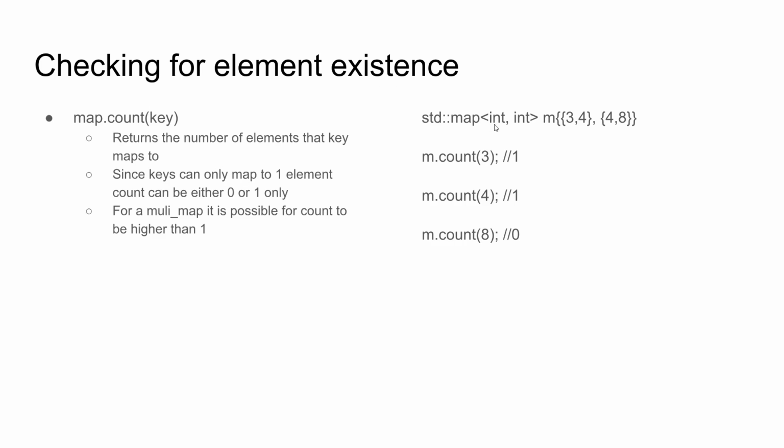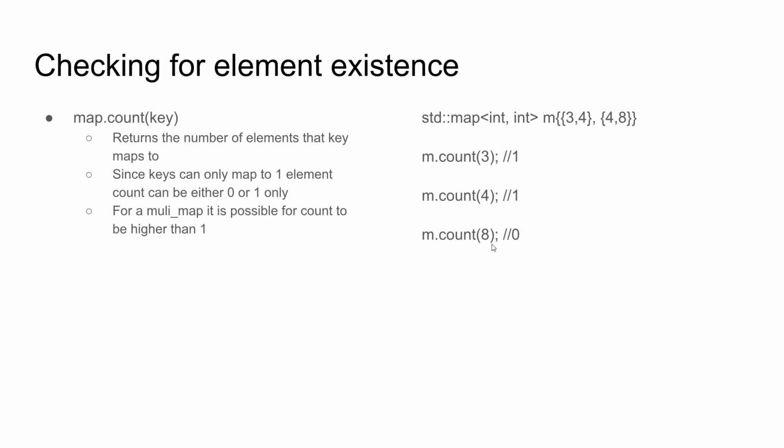So if we had a map that maps ints to ints, and we had two elements, 3, 4, and 4, 8 in there. If I count 3, again, we're checking on keys. There's one guy who has a key of 3, so we'd get 1. If we did m.count(4), we're also going to get 1. We're talking about the second element because his key is 4, not his value. We don't care about values when we're doing the lookup.